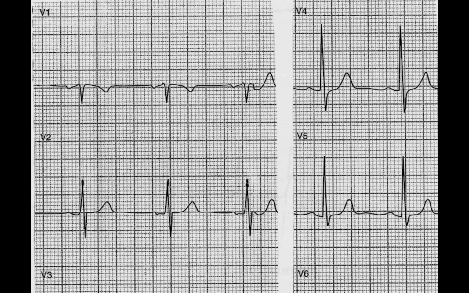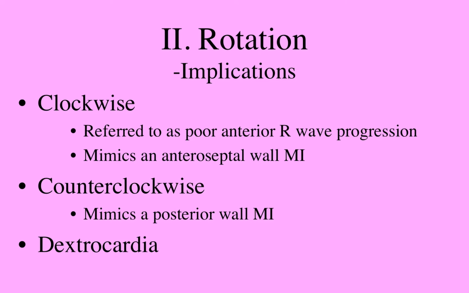If you go forward to the next slide, what are some of the implications? If you have clockwise rotation, which would be like page 7 at the top, then this is also referred to as poor anterior R wave progression. It's not progressing like it should. You can see that written on the slide, and I just read that off the slide. It's poor progression. This actually mimics something called an anteroseptal wall MI, or infarct, myocardial infarction, and kind of looks like it.